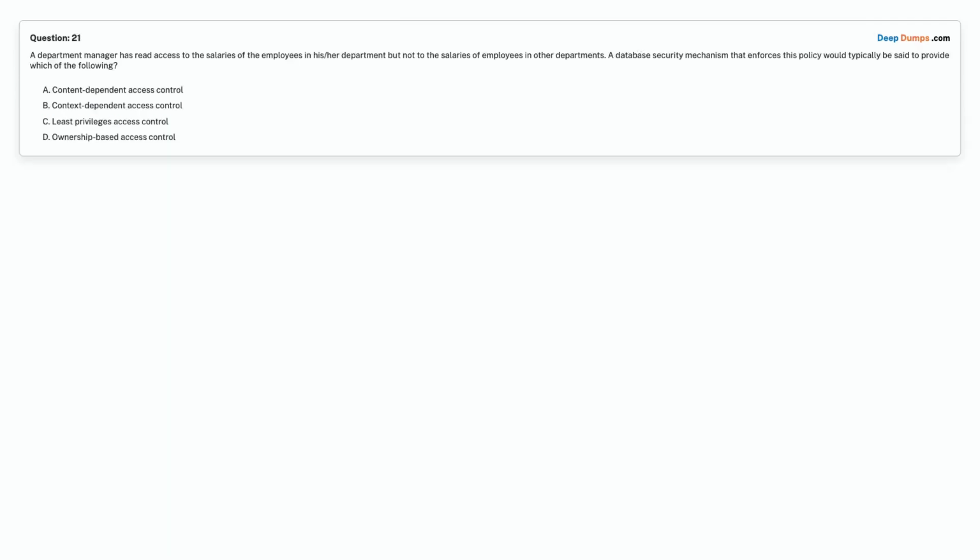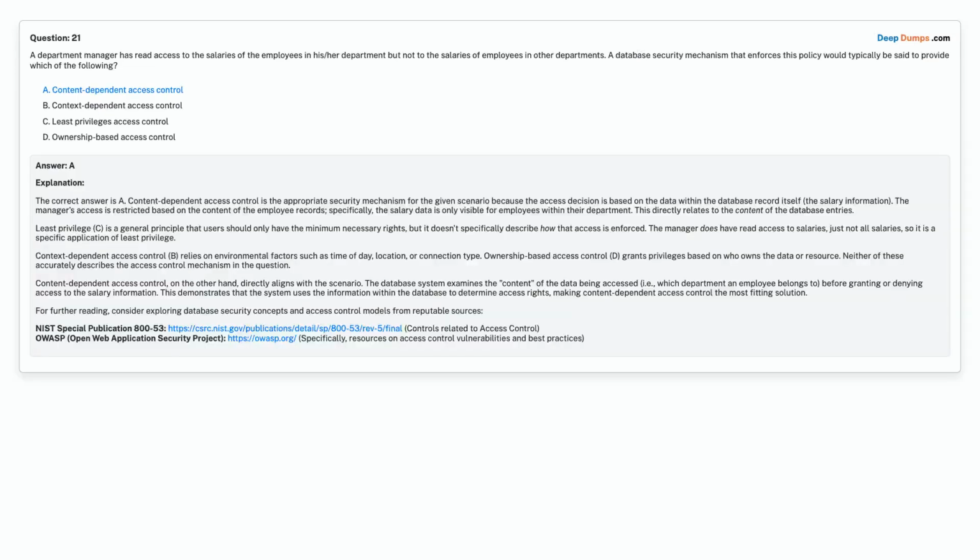Question 21. A department manager has read access to the salaries of the employees in her department but not to the salaries of employees in other departments. A database security mechanism that enforces this policy would typically be said to provide which of the following? Option A. Content-dependent access control. Option B. Context-dependent access control. Option C. Least privileges access control. Option D. Ownership-based access control. Choose the correct answer. Correct answer is option A, content-dependent access control.